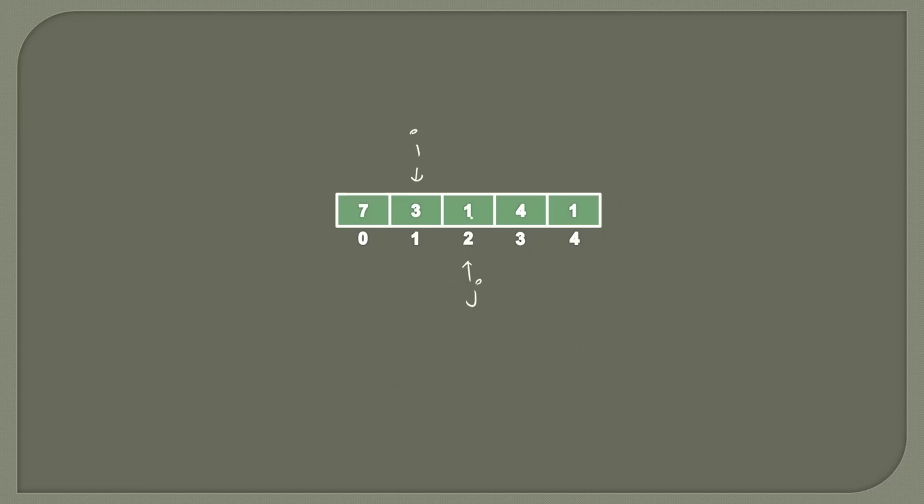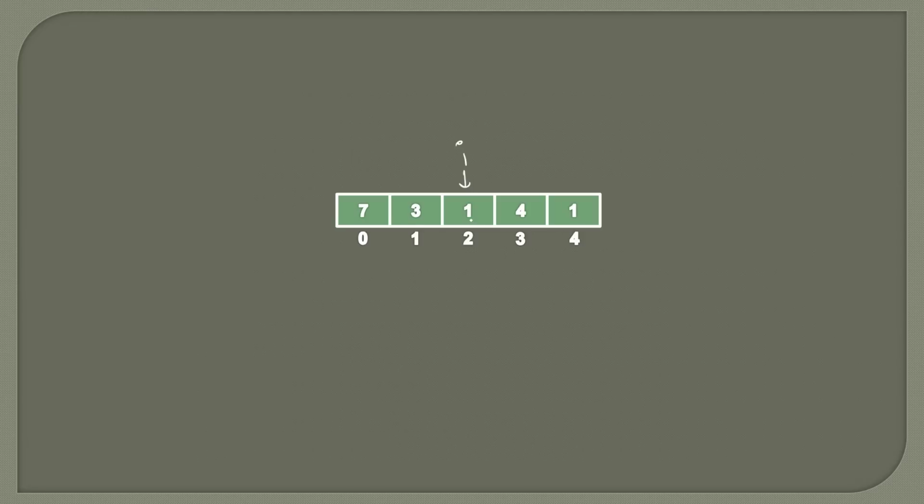So 3 is compared with 1, they are not equal. So j moves to the third index. 3 is compared with 4, they are not equal. So j moves to the fourth index. 3 is not equal to 1. So therefore we come to know that 3 is also unique in this array. So we increment i.